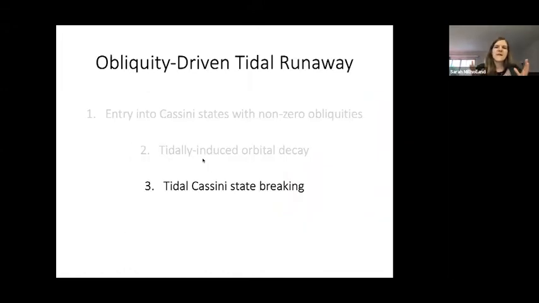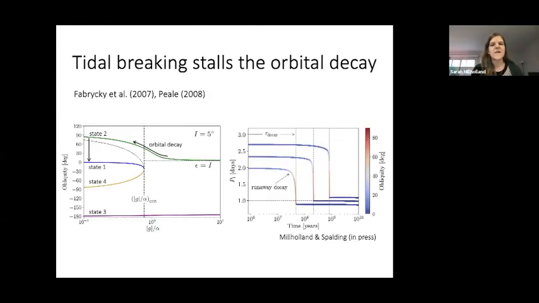So for this last part, this process wouldn't work if this orbital decay just continues runaway indefinitely, because then the USPs would crash into their star, and so we wouldn't see them today. So something has to stall this orbital decay, and this is Cassini state breaking. Cassini state breaking is essentially the limit at which the tides get too strong to maintain a really high obliquity. So as the orbit decays and moves up this Cassini state 2 branch, eventually the obliquity gets too large to be stable, and it breaks out of state 2 and goes back down to state 1, which is a much smaller but still non-zero obliquity.